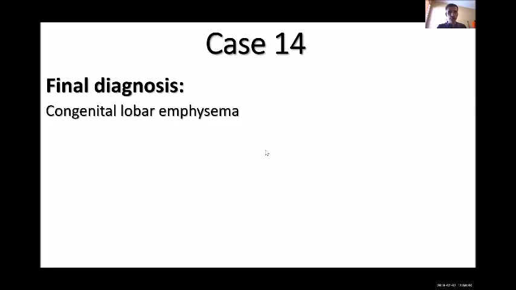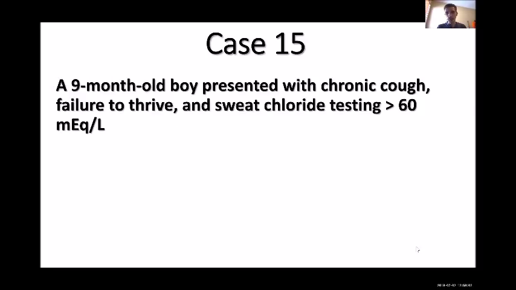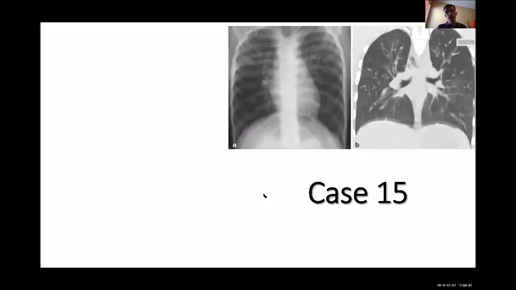Okay, so let's go to case number 15. A 9-month-old boy presented with a chronic cough and failure to thrive, a chronic problem. Sweat chloride test more than 60 milliequivalents per liter. This is the X-ray. Now, I don't want the diagnosis, I want a description.